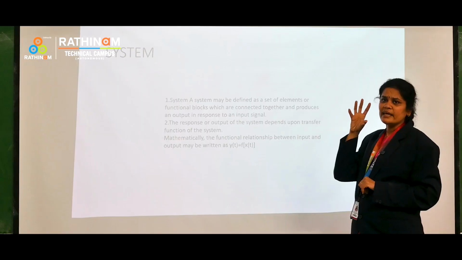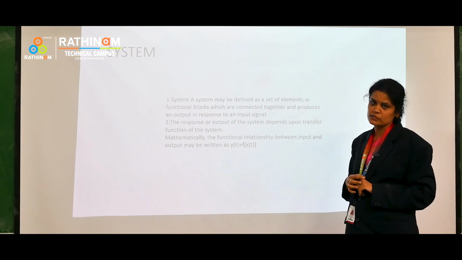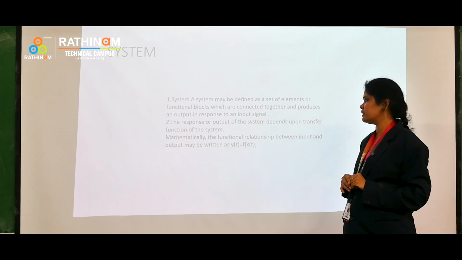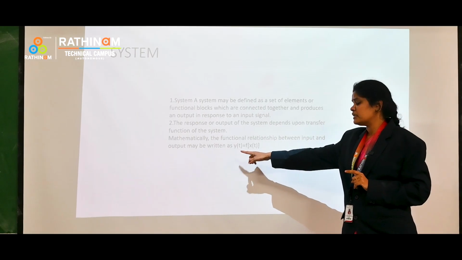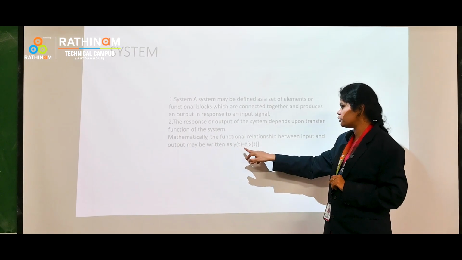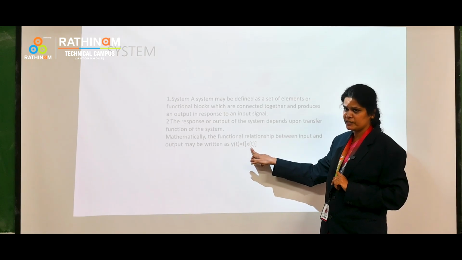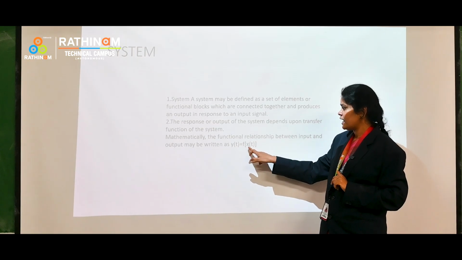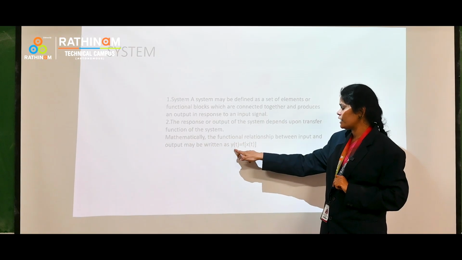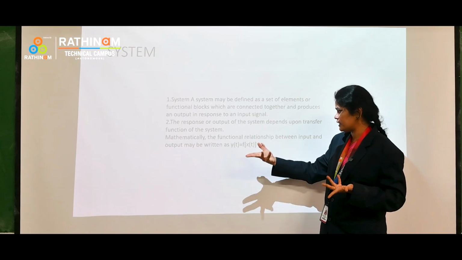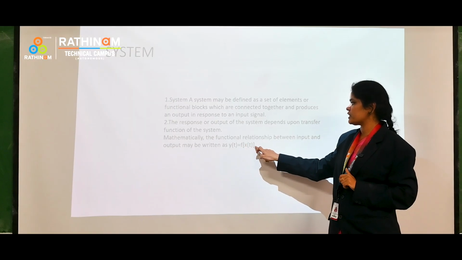System: any system which gets information, does some calculation and gives an output is called a system. It is divided into linear time invariant systems and discrete time invariant systems. Look at this expression, y of t is equal to f of x of t. Here y of t is the output, x of t is the input signal, and f is the mathematical calculation applied.